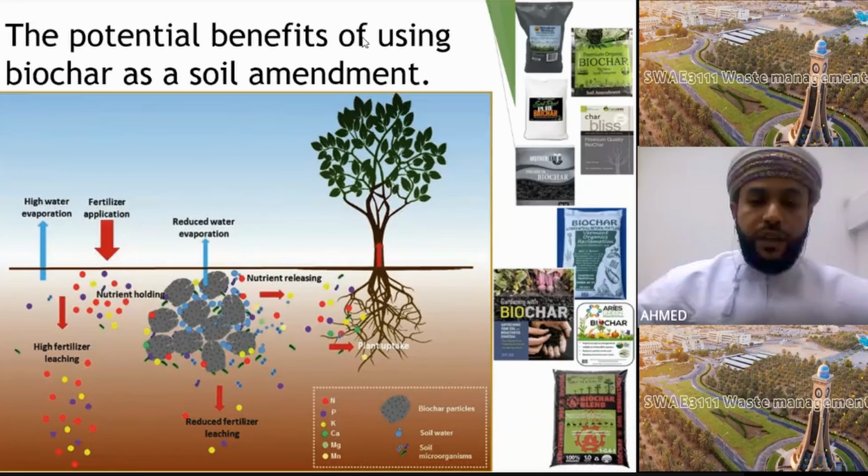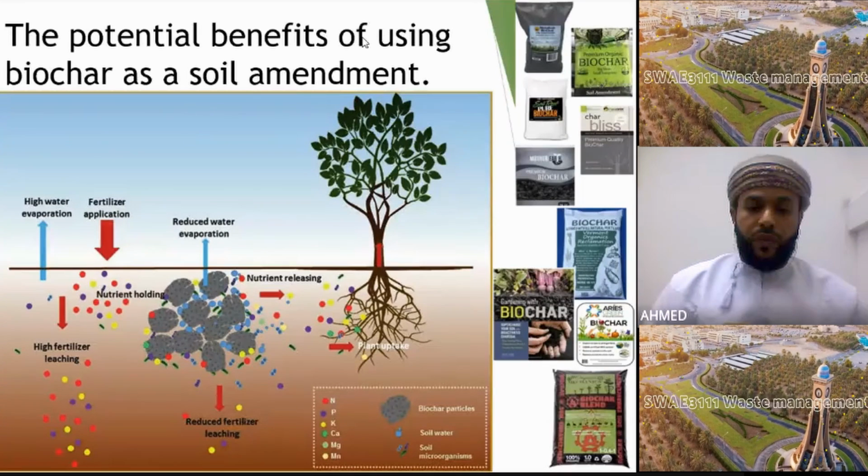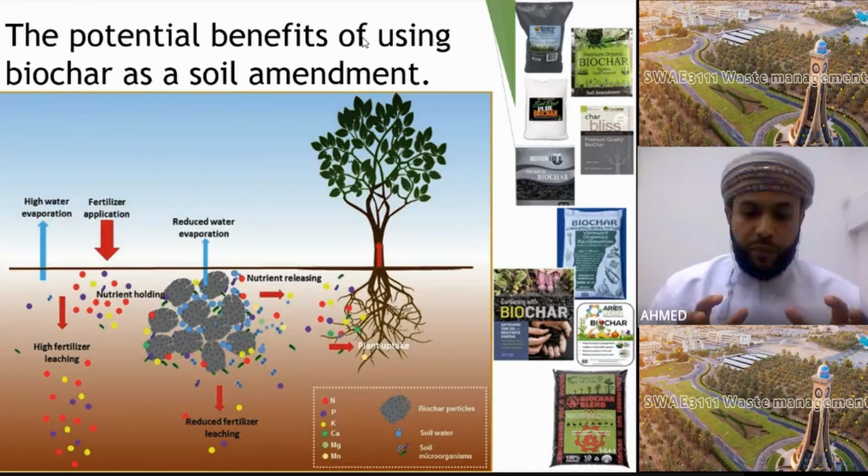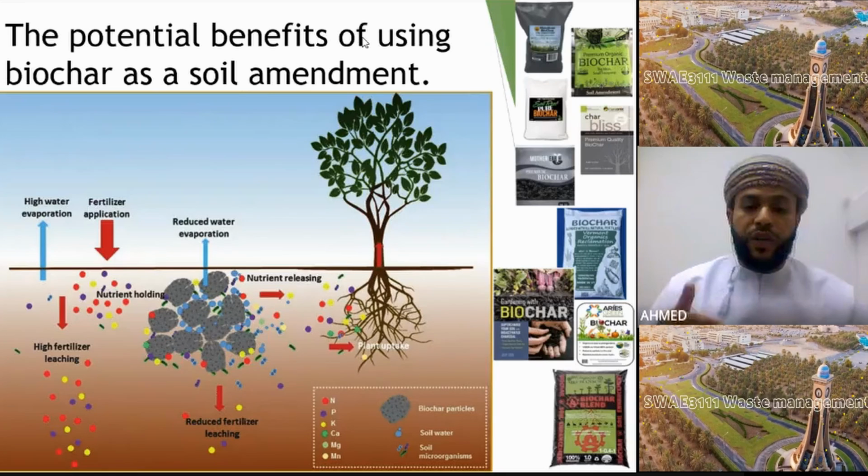So here we can see how biochar can modify the physical and chemical properties of the soil. When we add biochar to the soil, it will hold the nutrients for a long time, and the plants can benefit from this because they can absorb the nutrients preserved in that biochar. This way we will also reduce the adding of fertilizer. No need to add fertilizer many times, only even amounts, because most of the fertilizer will not leach. The biochar will hold it for a long time.